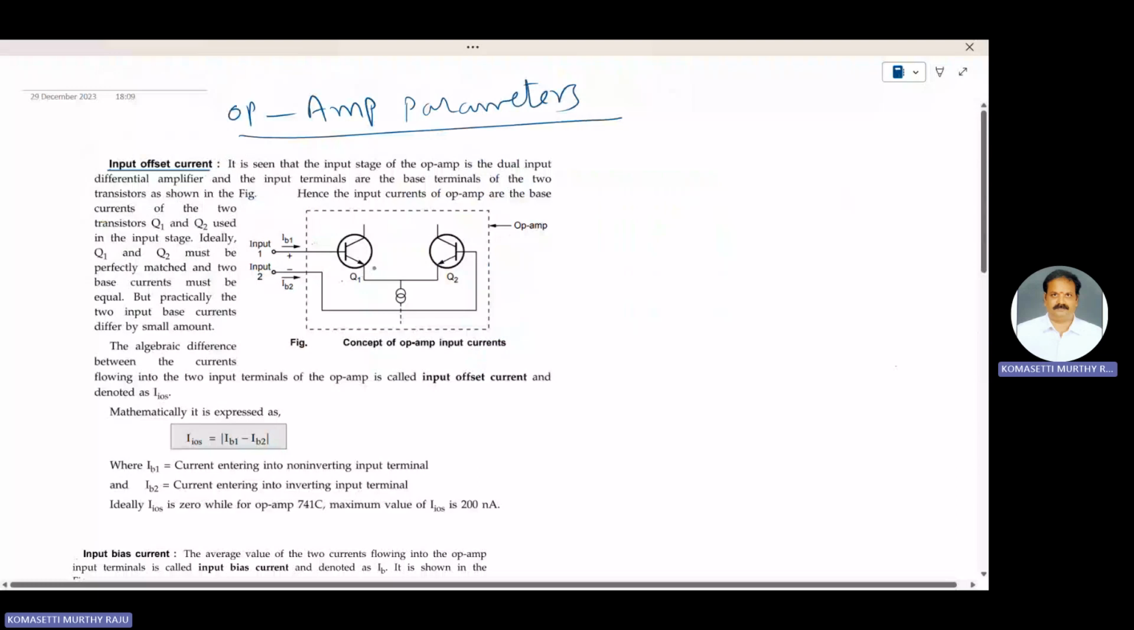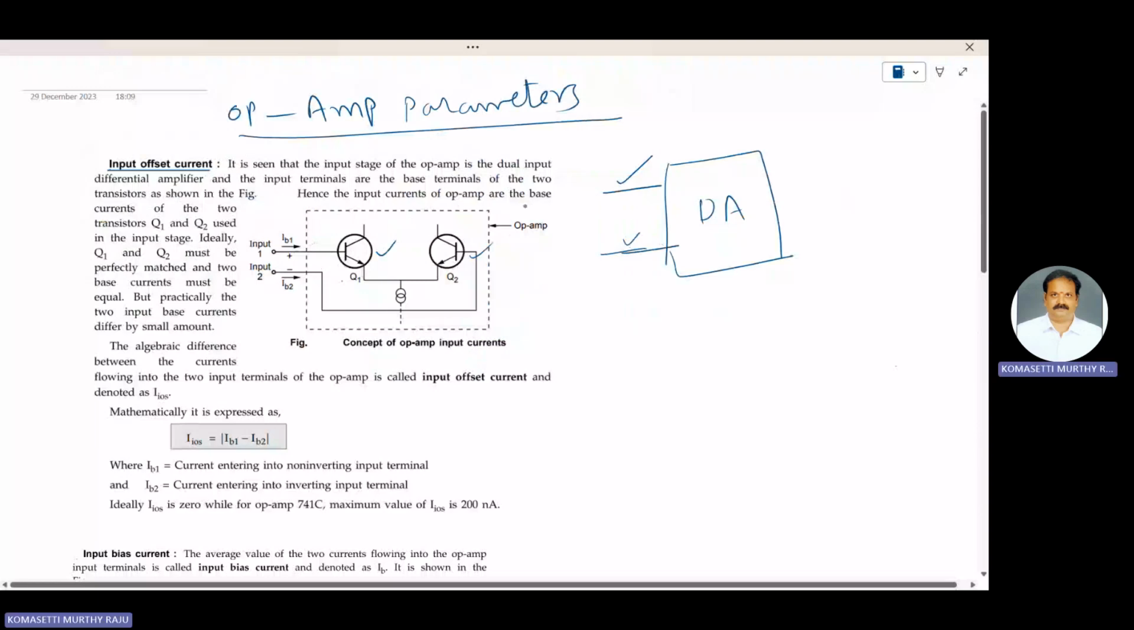The input stage of the op-amp is the dual input differential amplifier. DA means differential amplifier. The input terminals are the base terminals of the two transistors shown in the figure, which are used to construct this input differential amplifier. The base terminals of the two transistors are nothing but the input terminals of the operational amplifier.